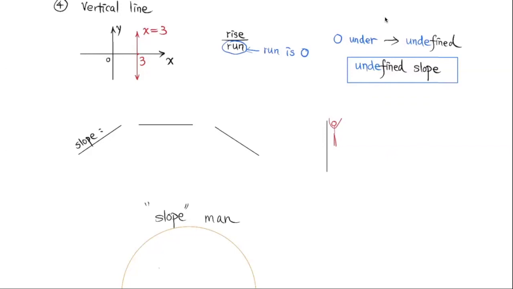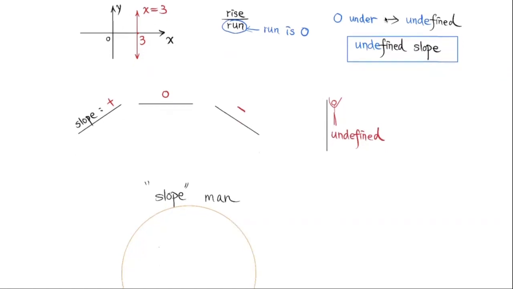Okay. Let's summarize what we have done. When the line is rising from left to right, the slope is positive. When the line is horizontal, the slope is 0. When the line is falling from left to right, the slope is negative. When the line is vertical, think of it as a vertical cliff. So if it's vertical, then the slope will be undefined. If you fall off a cliff, then it won't be defined anymore.